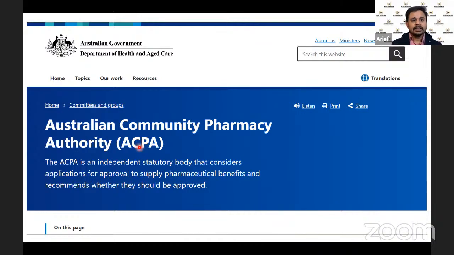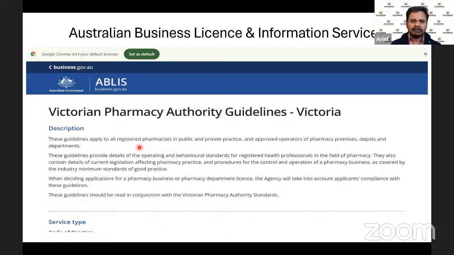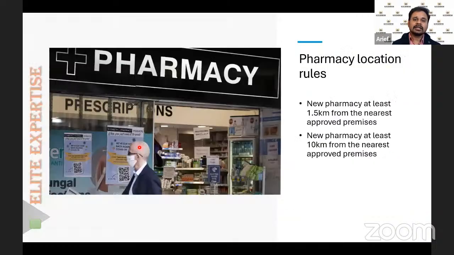Then, when we put the application, the main challenge that comes up, if we want to start a new pharmacy, is the location. Where the pharmacy should be located. This is the most important challenge that everyone comes across, and most of the new applications get rejected because of this problem, that is the location problem.